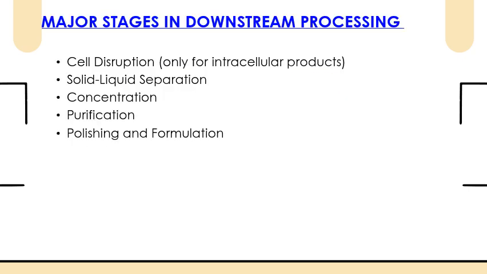Today we are going to look at the major stages in the downstream processing. We have cell disruption, only if the product is intracellular, then solid-liquid separation, concentration, purification, and finally polishing and formulation. We are not going to cover all of those stages or processes, but we are going to look into some examples of the downstream processes.